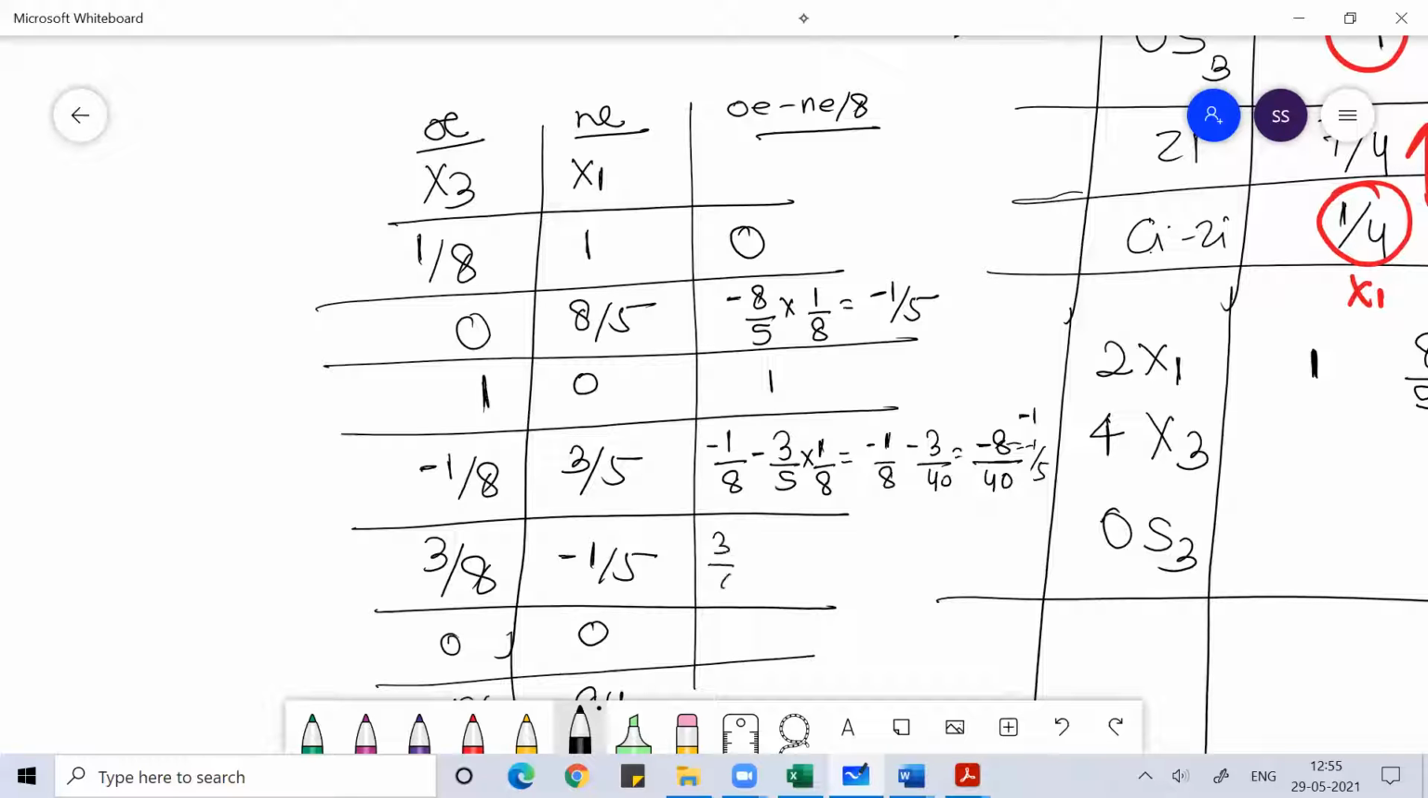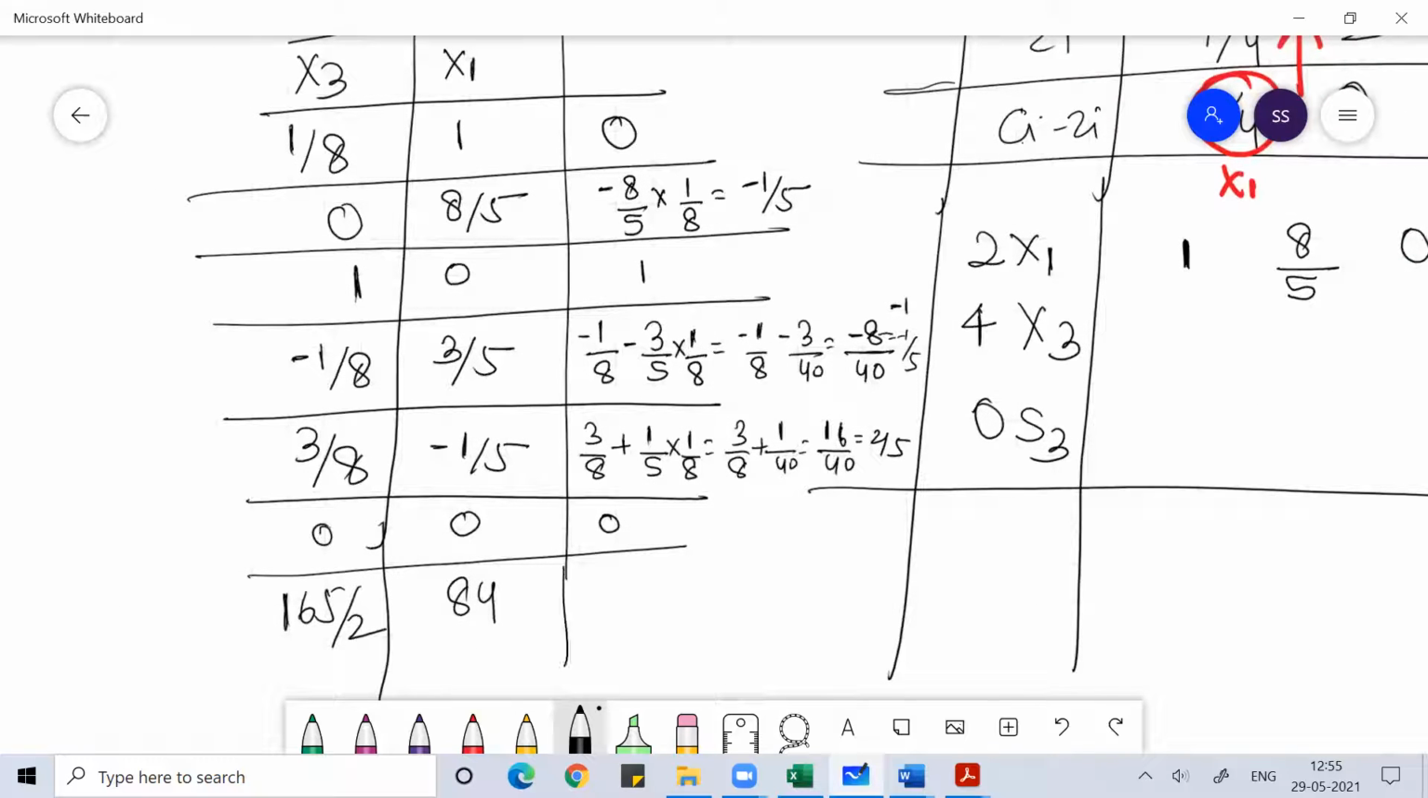Then this is 3 by 8 plus 1 by 5 into 1 by 8. So this is 3 by 8 plus 1 by 40. You can take 40 as the LCM. 40 divided by 8 is 5, 8 fives are 40. 5 threes are 15, 15 plus 1 is 16, which means 8 by 20, 4 by 10, 2 by 5. Then this is 0.